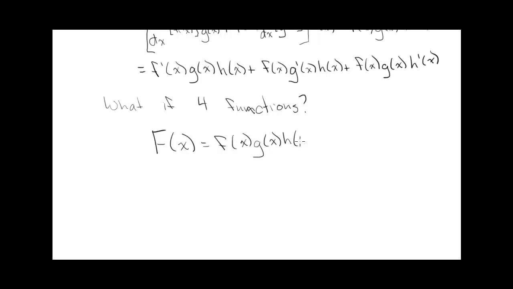So hopefully you can recognize a pattern, and maybe even generalize it to what if there were four functions. So let's say big F was equal to f at x times g at x times h at x times, I don't know, k at x. And I'll write it down and leave it to you to prove it if you feel necessary. Hopefully you can recognize the pattern from here.